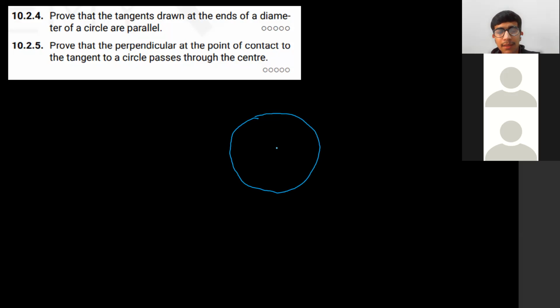everyone knows what is the diameter and what is the radius? So let's say this is our center of circle C and this is the diameter. We have to prove that the tangents drawn at the ends of the diameter. So this is one end, which is right over here, which is A, and this is the second end, B, right? I have to draw a tangent at point A. I have to draw a tangent at point B. What I have to prove is that these two tangents are parallel to each other. Anyone, any clue how we can prove this?